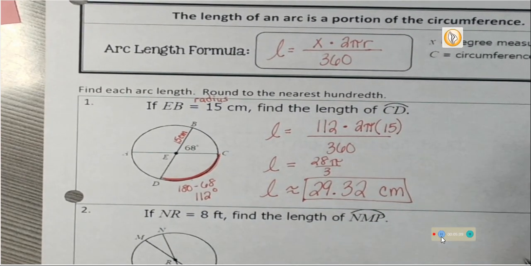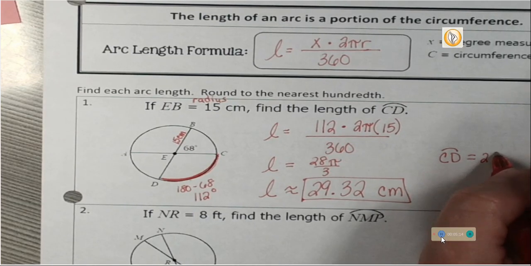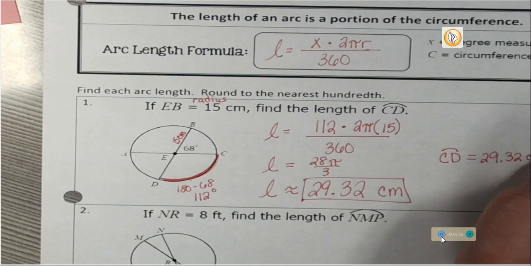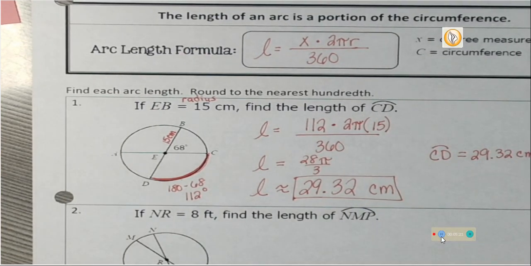Another way you could write this is you could say CD, so arc CD equals 29.32 centimeters. That would be useful if you were finding a whole bunch of arc lengths within the same circle.